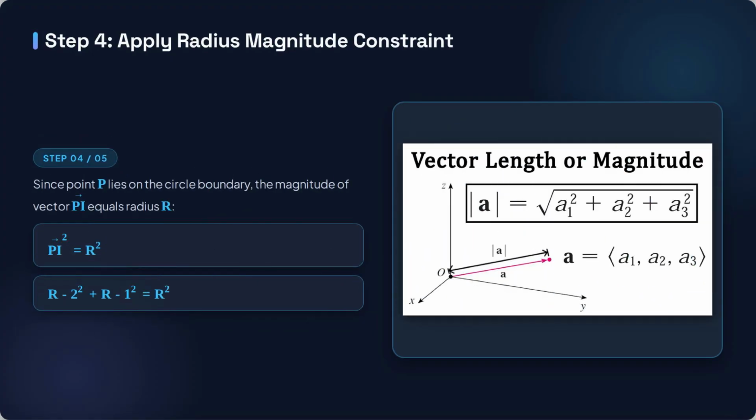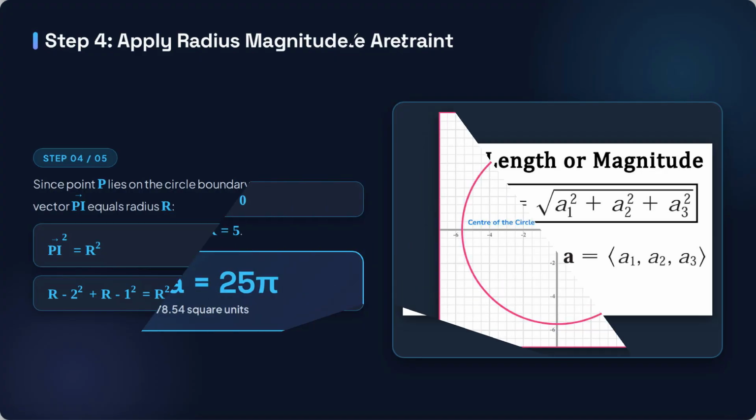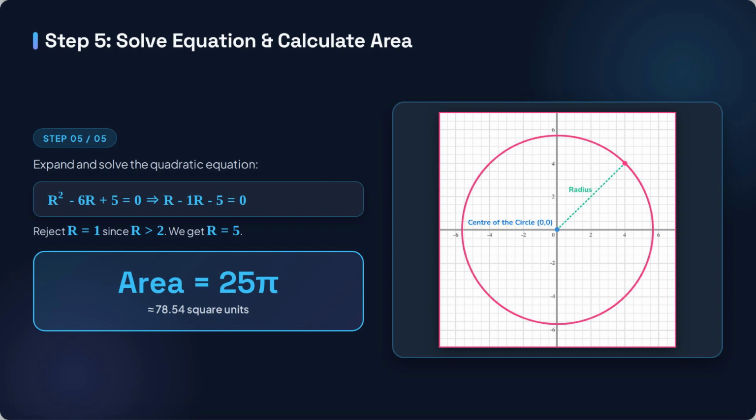Step 4. Since the squared magnitude of vector PI equals radius squared, expanding the equation gives R squared minus 6R plus 5 equals 0. Solving this gives R equals 5. Therefore, the area of the circle is 25 pi, or approximately 78.54.